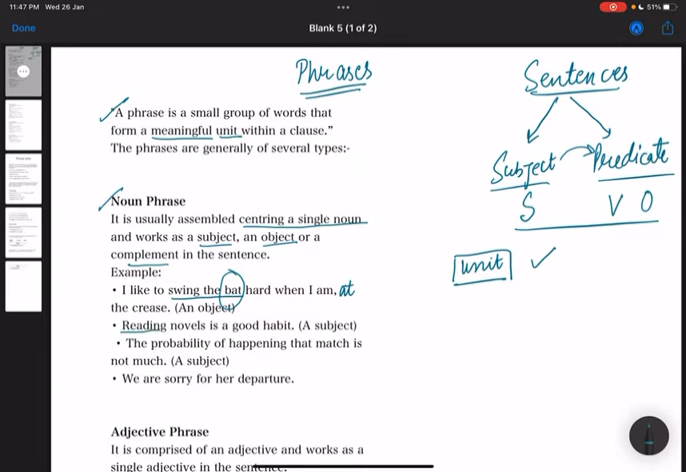Now in the next one, reading novels is a good habit. So reading novels, it's in the starting. So novel is the subject over here and reading novels becomes the noun phrase. Similarly, the probability of happening that match is not much. Now you can see over here we had just 2 words and still it was a noun phrase. And over here we have 1, 2, 3, 4, 5, 6 words and still it's a noun phrase. So there is no condition for the number of words, just it should be meaningful. Last one, we are sorry for her departure. Now it's acting as a complement in the sentence, right?